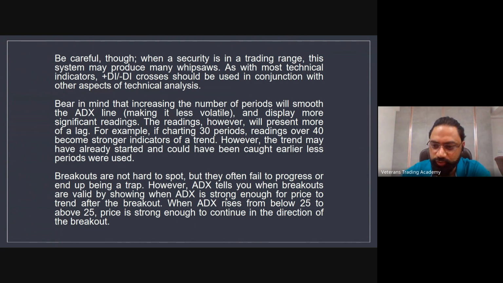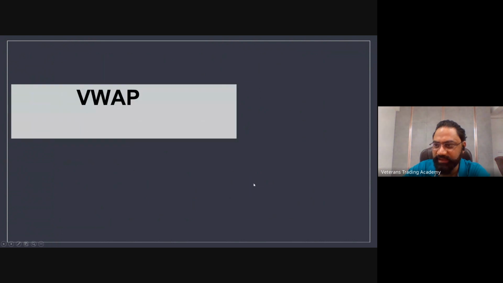Now I'll go to the next topic, which is known as volume weighted average price. Again, this is a pure indicator only for intraday trading. It is not used for any other trading, because in the next session we are going to cover intraday trading. So I will cover volume weighted average price and how to use it in detail when we cover intraday trading.